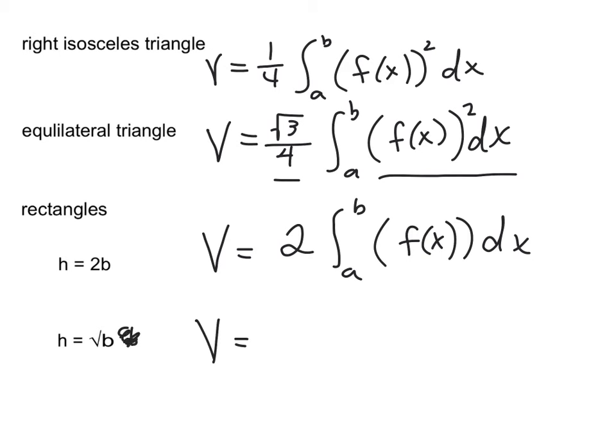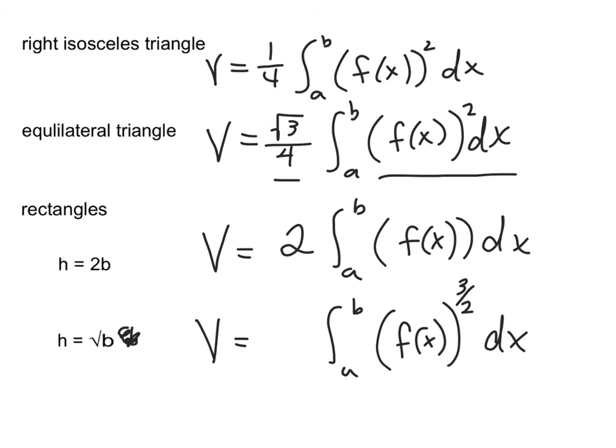And so the area is the integral from A to B dx. Notice that stays the same. But then I have this to the 3/2. And so that's how you set them up. And it's pretty cool, really, because all you have to do is remember what the shape is, or remember how to derive to get that shape. And then you can just write out the integral, do it by hand, or put it in the calculator.